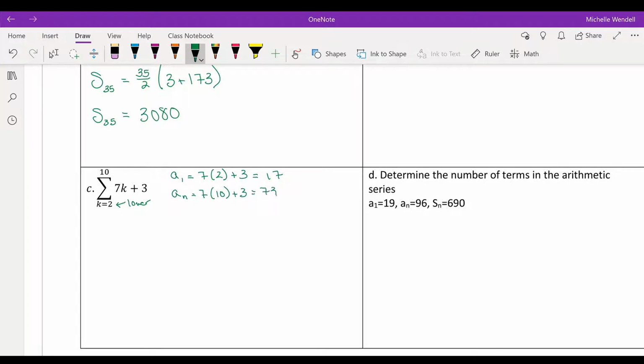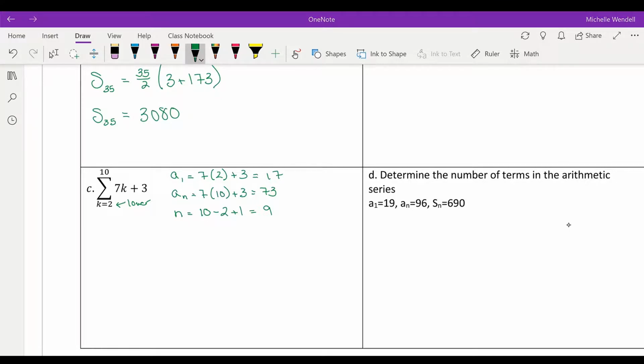So you get 73. Now you might say, well, isn't the last term A10? It's not. Because, remember, to get the number of terms, I'm going to take my upper limit minus my lower limit and then add 1 to it, which gives me 9, which means I actually only have 9 terms. You can see that because I started at 2 rather than starting at 1. So I have a total of 9 terms in this case.